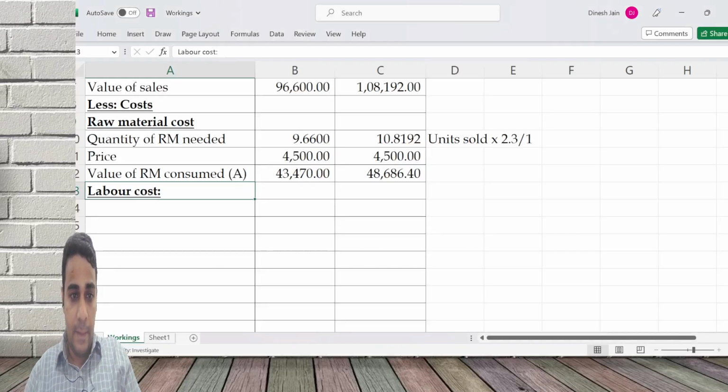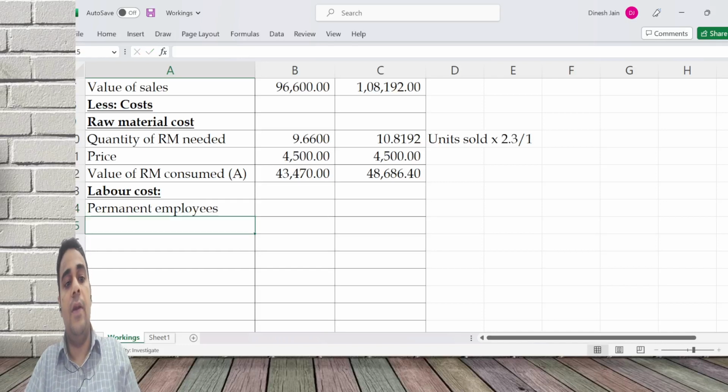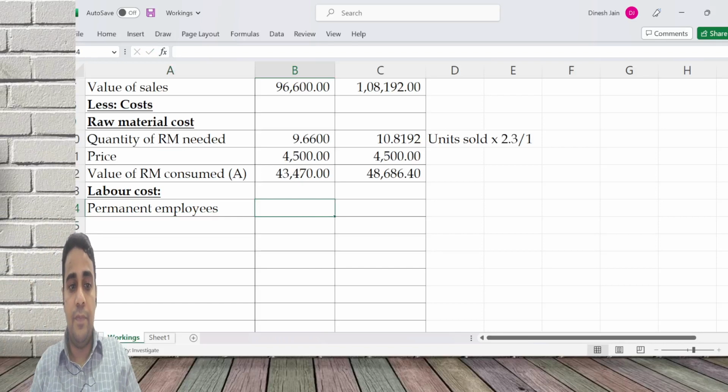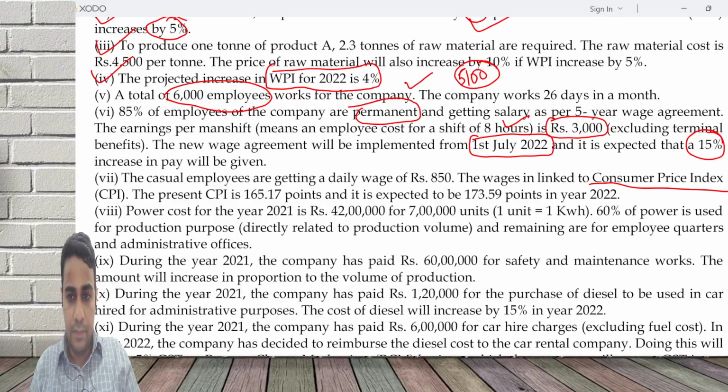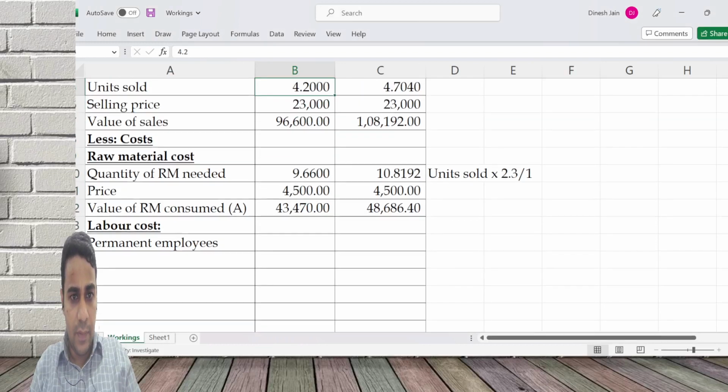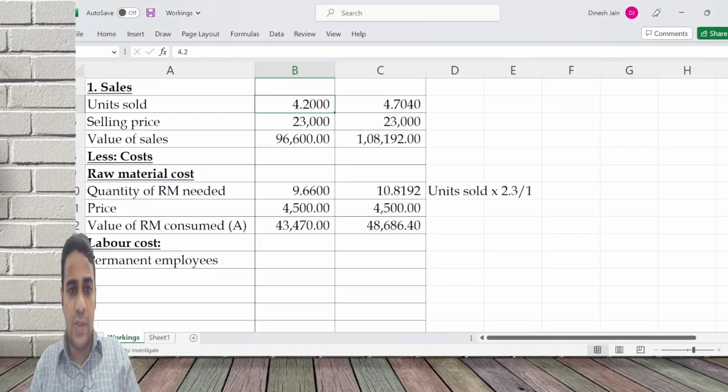So now, permanent employees. What is the salary for permanent employees? What is the calculation? Sir, units sold, why are we taking 42,000 instead of 4 lakh 20? Which one, 42,000? Sir, in sales units sold, this we are taking. 4.2 lakhs, that is not 42,000. Okay, sir.